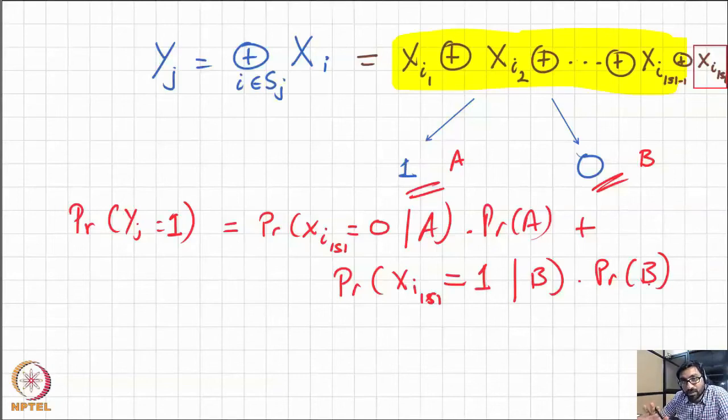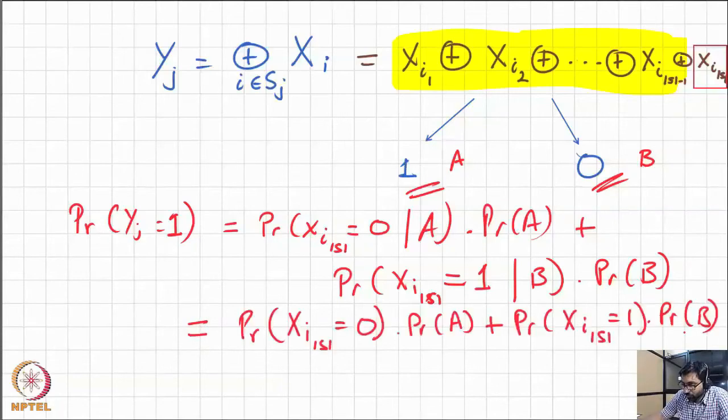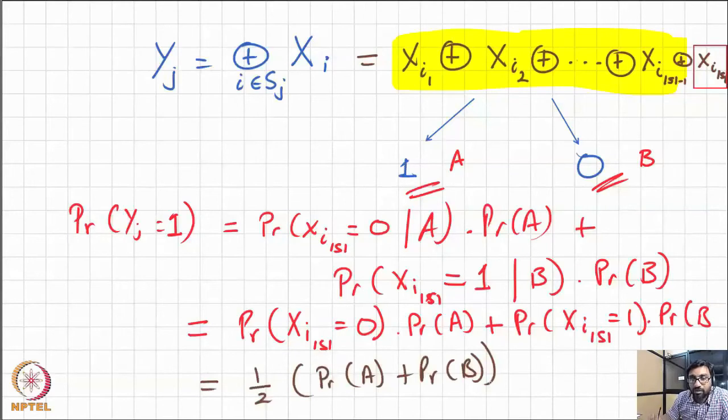The fact that the original bits were independent means that these conditional probabilities we have written here are really not conditional probabilities. So you can write them as unconditional probabilities. So the expression comes out in this manner in which it's written. But these probabilities, we know their values. They're just nothing but half each. So the expression simply becomes half times the probability of A plus the probability of B. Of course, the probability of A plus the probability of B is nothing but 1, leading to half.